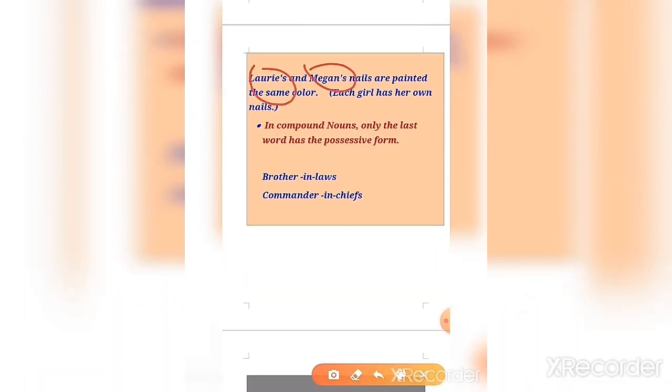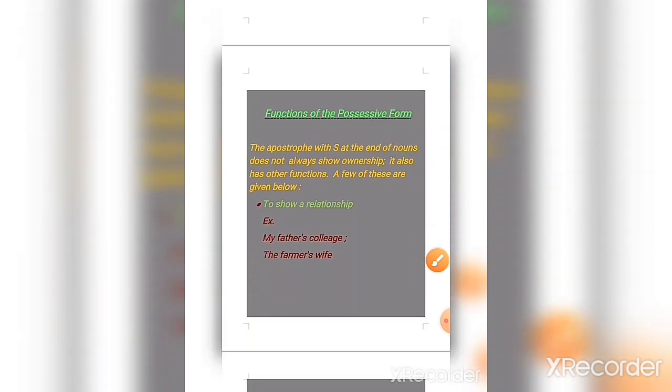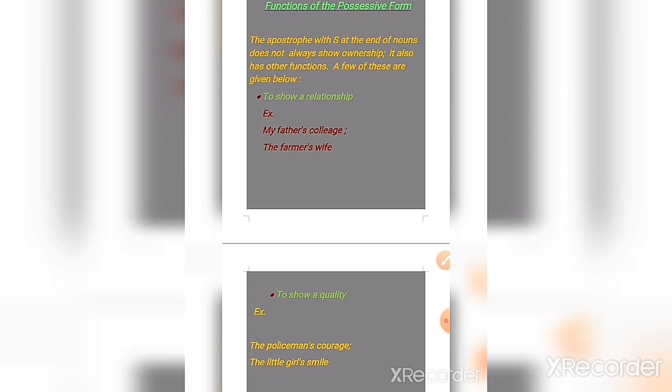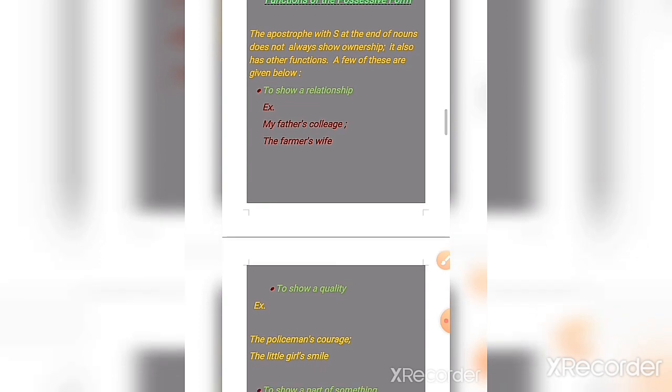Clear? Okay. In compound nouns, only the last word has the possessive form. See that only the last word has the possessive form. Clear? So I hope this is clear to you. Now see the functions of the possessive form. The apostrophe with s at the end of nouns does not always show ownership. It also has other functions. A few of these are given below. It shows not only ownership but also something else.